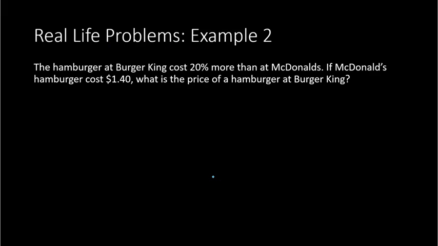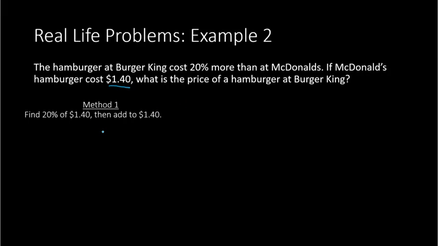Another example, here we are dealing with hamburgers. So the hamburger at Burger King costs 20% more than a McDonald's. If McDonald's hamburger costs $1.40, what is the price of a hamburger at Burger King? Which, by the way, these numbers are not precise. We're just making an example here. But again, two different ways we can approach this problem. So here we're trying to figure out what is 20% more than $1.40. That's our end goal. So method one is we can find 20% of 140, then add that to 140.